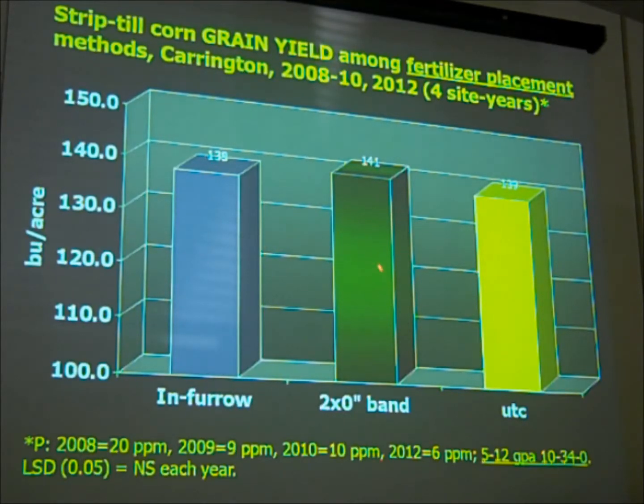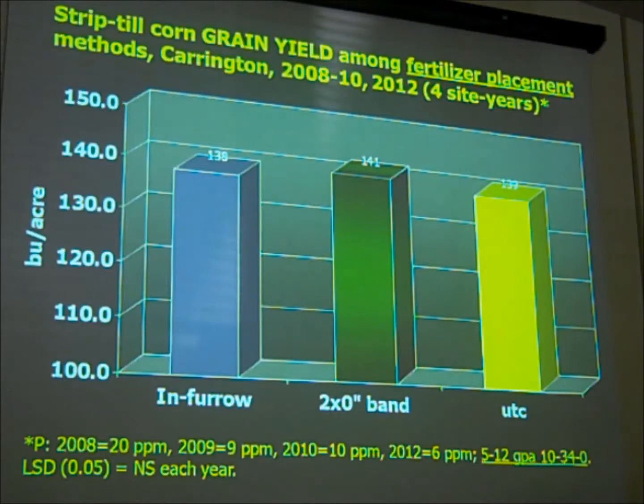So in-furrow versus the band, yeah, we saw across these 4 site years an increase in yield with the band. But keep in mind that we did see some stand losses with the in-furrow because of the rates we're using. In general, we recommend 3 gallons of 10-34-0 as the in-furrow treatment for corn.